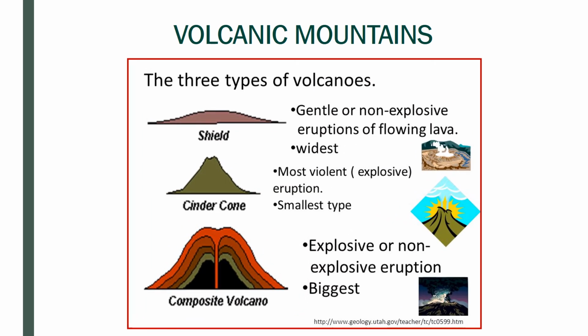And this is a summary of our three types of volcanoes: shield, cinder cone, and composite volcano. Shield, gentle or non-explosive eruptions of flowing lava, and they are widest, meaning in area, large. The second one is the most violent, the cinder cone, because it's explosive, and they are the smallest type. And the last type has explosive or non-explosive eruptions, and they are the biggest ones.